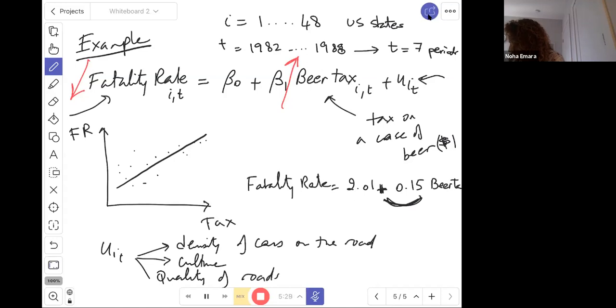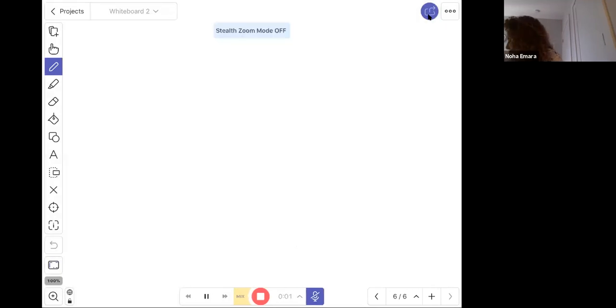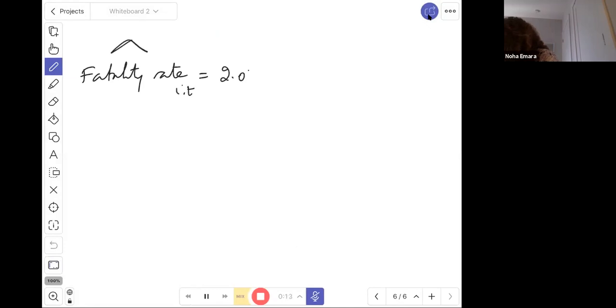The quality of roads, right? You have the quality of cars. You have many other factors that you can think of: the quality of cars, quality of roads, culture, density, things that you can measure and things that you might not be able to measure, okay? So when you think about density of cars on the road, how can this affect the regression? I want you to think about it this way. Fatality rate, again, the regression was equal to, and this is hat, and this is int, 2.01, okay, plus 0.15 beer tax, and we are worried about how come this is positive.